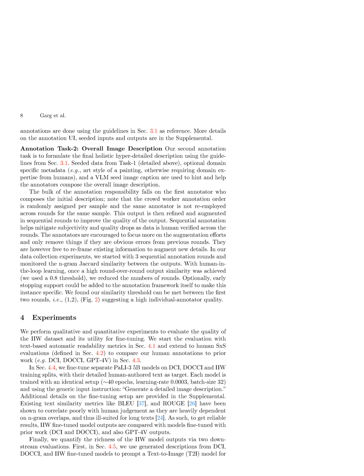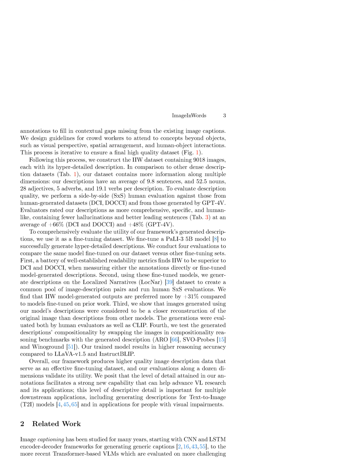The ImageInWords IIW method achieved significant results in terms of description quality and model fine-tuning performance. Specifically, the IIW dataset contains hyper-detailed descriptions with an average of 8 sentences, 52.5 nouns, 28 adjectives, 5 adverbs, and 1 verbs per description, surpassing other dense description datasets.